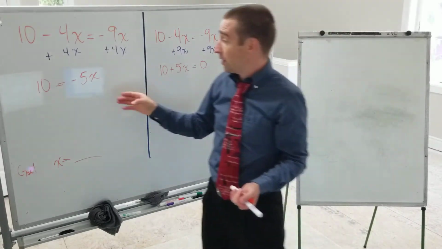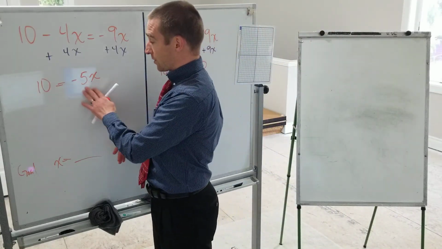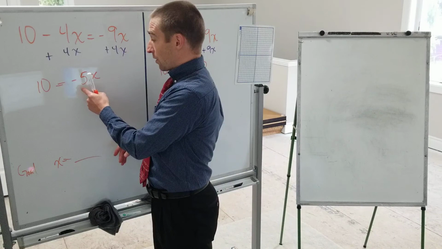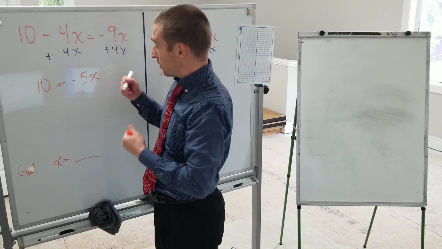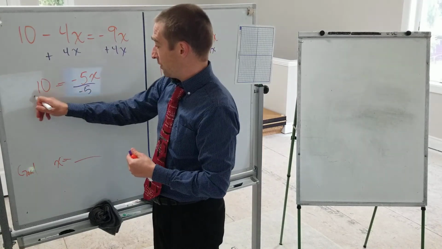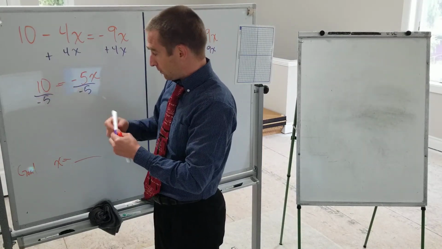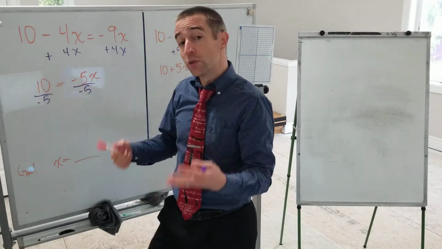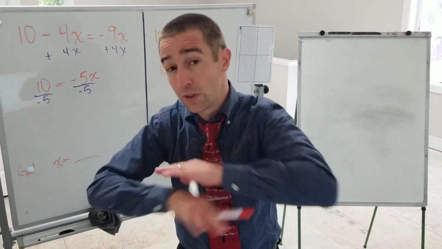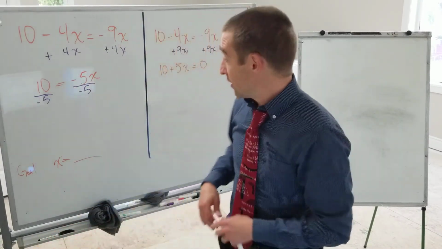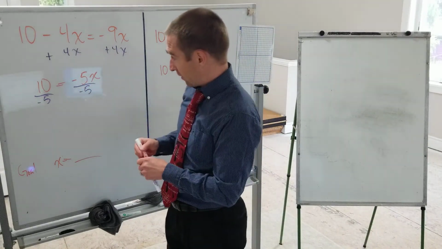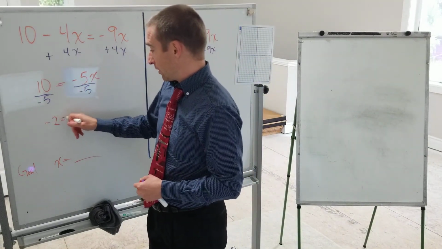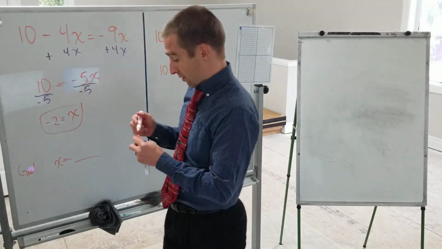All right, so now for this one, if you have 10 equals negative 5x, remember, this negative 5x is negative 5 times x, so what you would do is divide by negative 5, right? Because you're undoing the multiply by negative 5. You do not add 5 to both sides in this case. You divide by negative 5 to undo the multiplication by negative 5. So here we get negative 2 equals x, and that's our answer there.